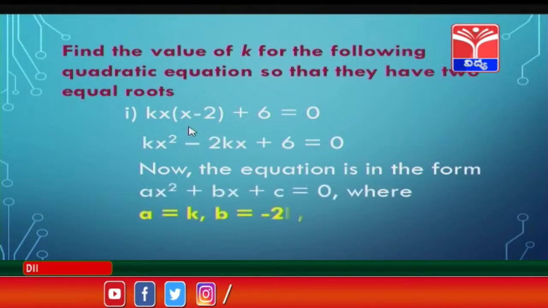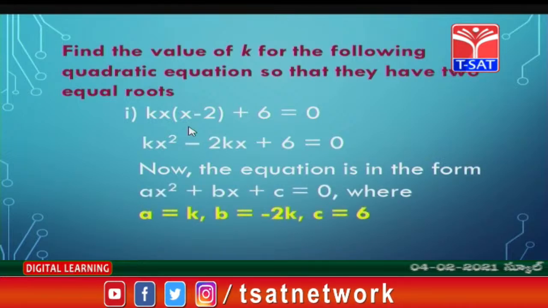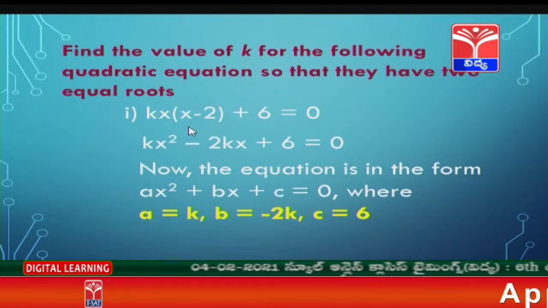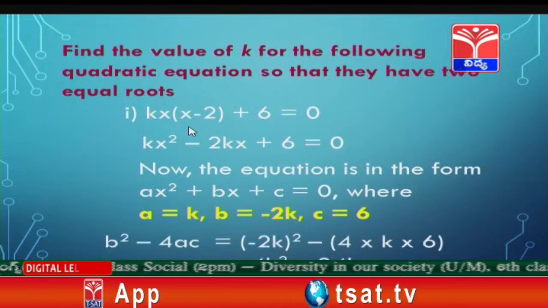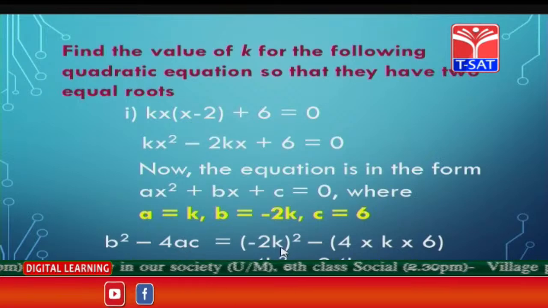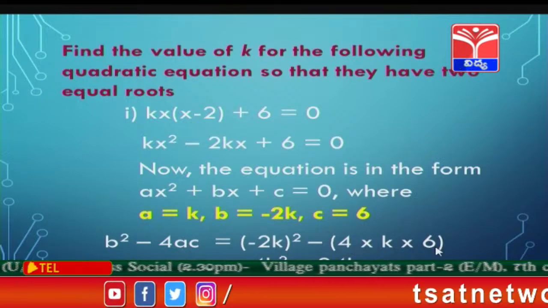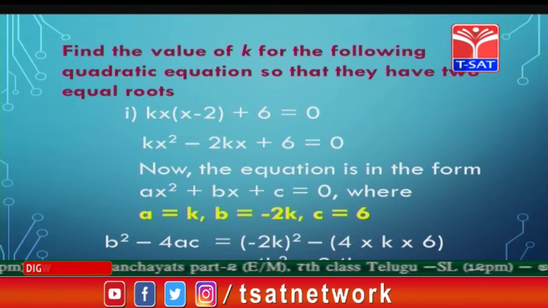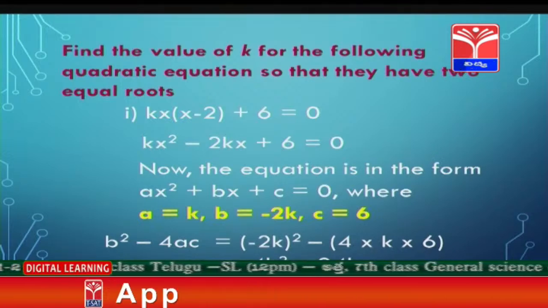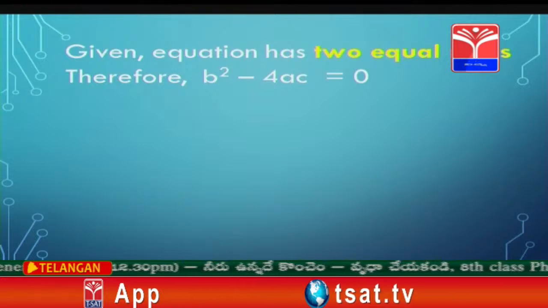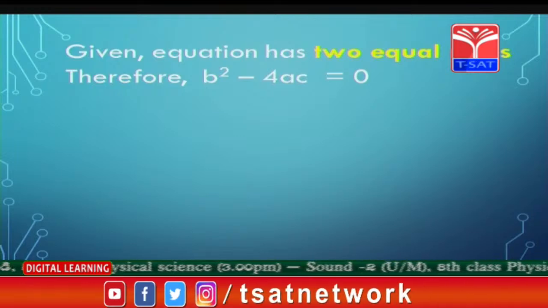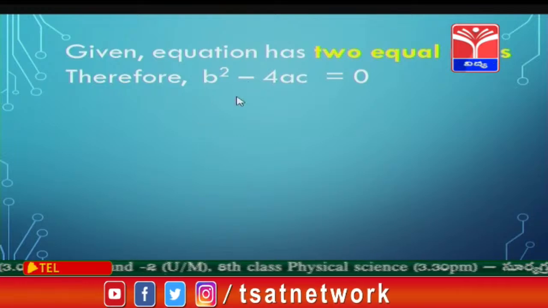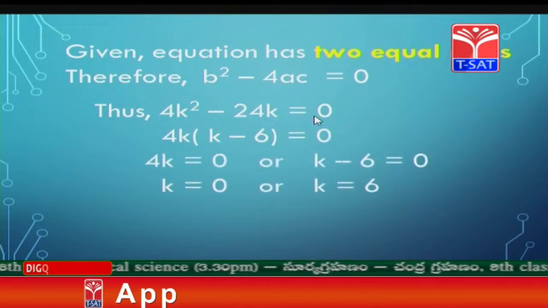Now, the equation is in the form of ax square plus bx plus c is equal to 0, where a is k, b is minus 2k and c is 6. Substituting these values in b square minus 4ac, I get minus 2k whole square minus 4 into k into 6, which is equal to 4k square minus 24k. But what is given to us? It is given that the quadratic equation has equal roots. So, we have to equate this b square minus 4ac to 0. So, b square minus 4ac is equal to 0, which means 4k square minus 24k is equal to 0.